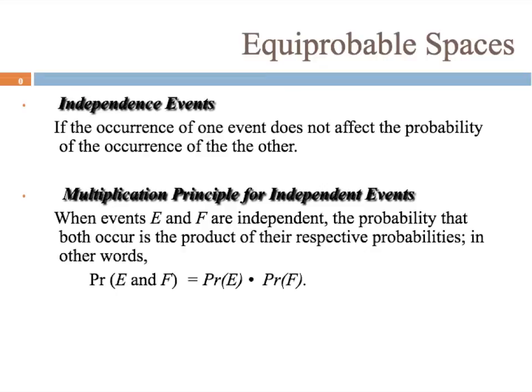Next is our multiplication principle for independent events. So when events are independent, so for example, event E and event F, two separate events, the probability that both occur is the product of their respective probabilities. So pretty much if I want both event E and event F to happen, then I'm going to multiply their probabilities together.